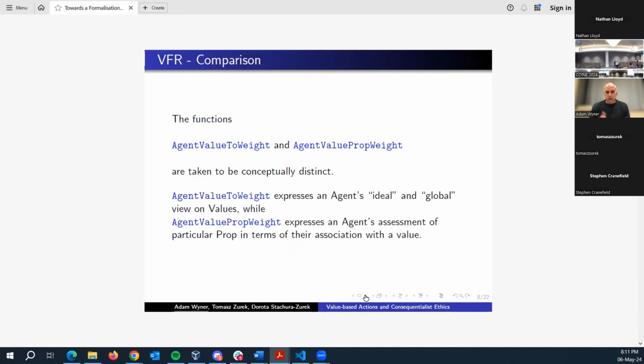And we can make a comparison between these two functions. They're conceptually distinct, even though they have similar kinds of elements. The agent value to weight expresses an agent's ideal and global view on values, while agent value prop weight expresses an agent's assessment of particular propositions in terms of their association with that value. Okay, next slide, please.